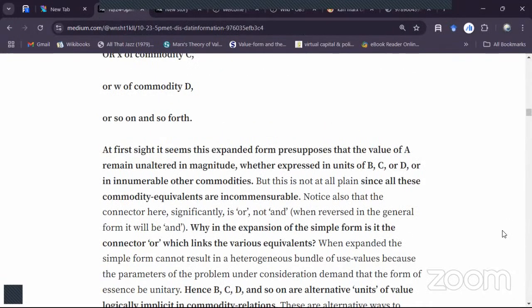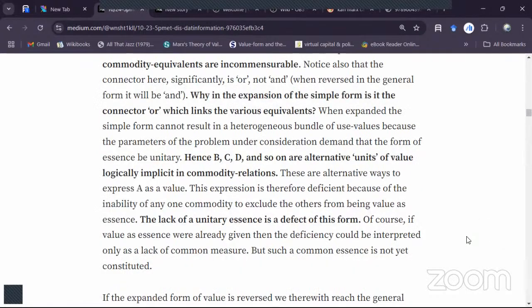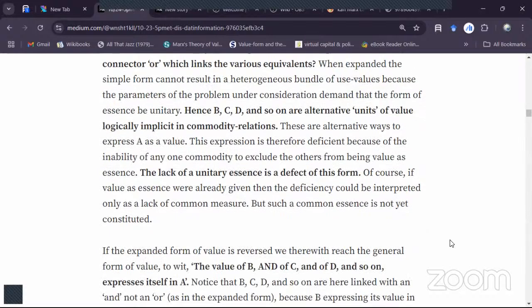At first sight, it seems this expanded form presupposes that the value of A remains unaltered in magnitude, whether expressed in units of B, C, or D, or in innumerable other commodities. But this is not all plain, since all these commodity equivalents are incommensurable. That is, they can't quite be used as a substitute. Notice also that the connector here significantly is "or," not "and." When reversed in the general form, it will be "and." And so why, in the expansion of the simple form, is it the connector "or" which links the various equivalents? So these are alternate uses of value logically implicit in the relationship among commodities. The lack of unitary essence is a defect of this simple form.